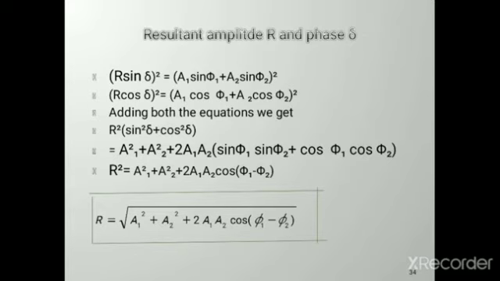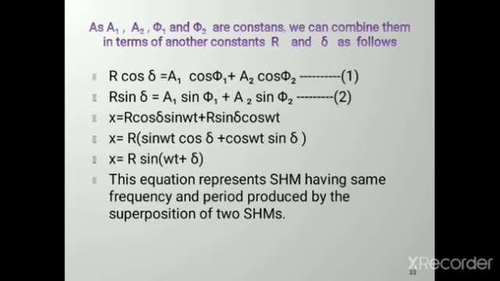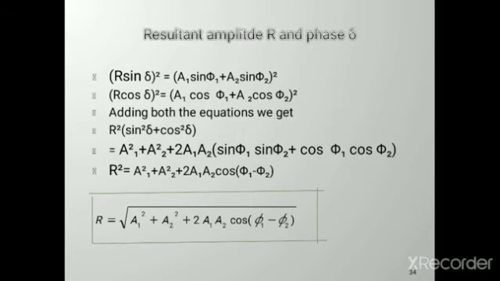To find the value of amplitude, we have equations 1 and 2. You can square and add respective sides of equations 1 and 2. If you do that, you will get (r sin delta) whole square equals (A1 sin phi 1 plus A2 sin phi 2) whole square, and (r cos delta) whole square equals (A1 cos phi 1 plus A2 cos phi 2) whole square. So add them.